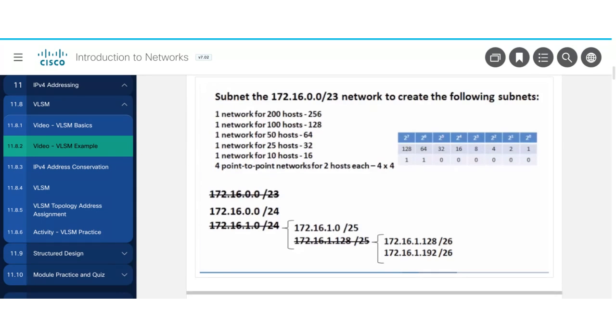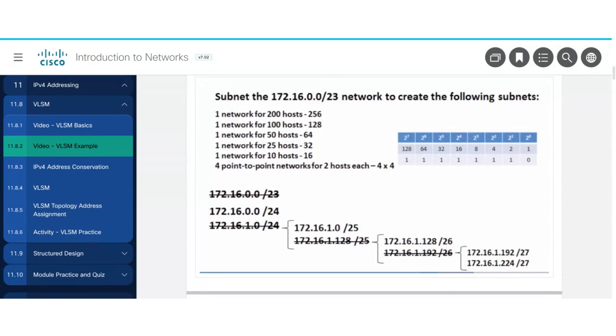I can subdivide the second of these two subnets into two smaller subnets of 32 hosts each. To do this, I take the 192 subnet and subdivide it by changing the subnet mask from /26 to /27, creating two subnets of 32 hosts each. So now I'm no longer using the 192 subnet /26. I'm using it as a 192 /27 subnet and a 224 /27 subnet.